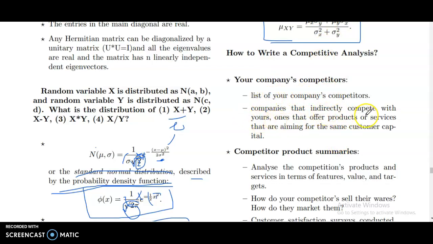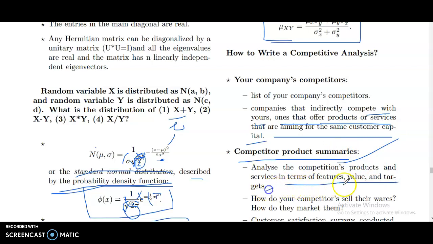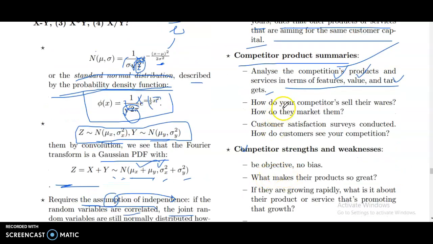Companies that indirectly compete with yours, ones that offer products or services aiming for the same customer capital. Competitor product summaries. Analyze the competition's products and services in terms of features, value, and targets. How do your competitors sell their wares? How do they market them?